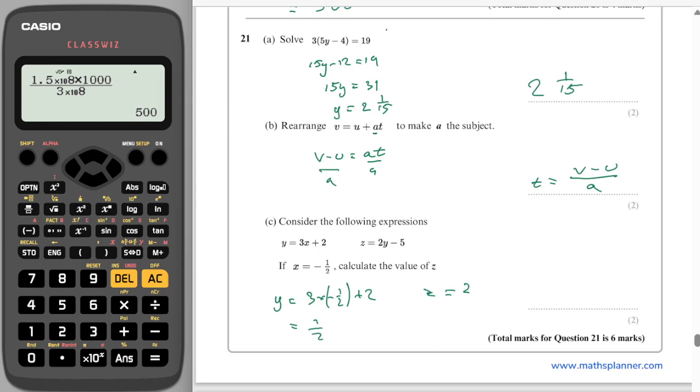Z is going to be equal to 2 times a half minus 5, which is going to be 1 minus 5, which would be minus 4. So z would be equal to minus 4.